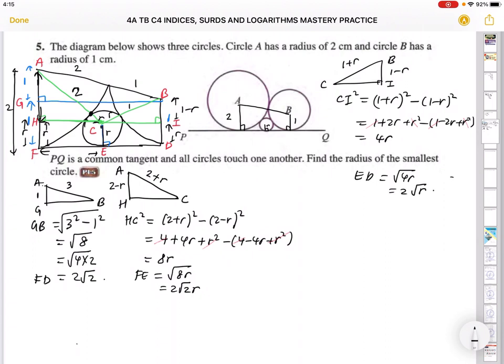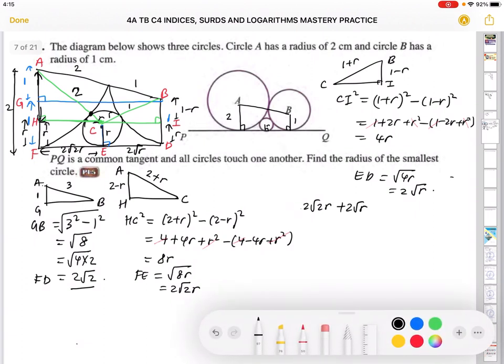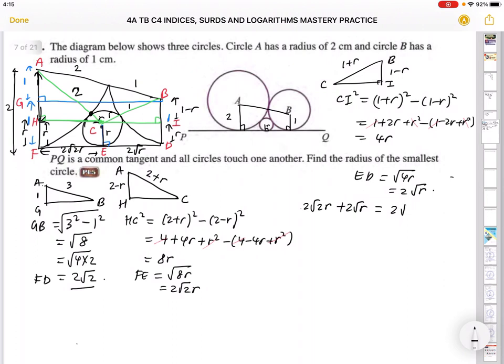Now, why do I find FE and ED? Because FE is 2 root 2R, ED is just 2 root R, and FE plus ED is going to give us FD. So we can say 2 surd 2R plus 2 root R, which is FE plus ED, is going to give us 2 root 2. I say this again. This is FE, this is ED. You add up, you get FD.